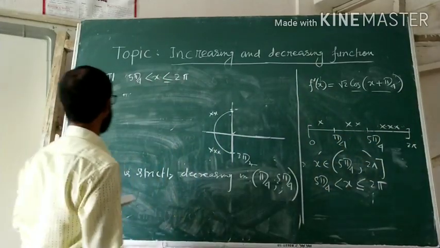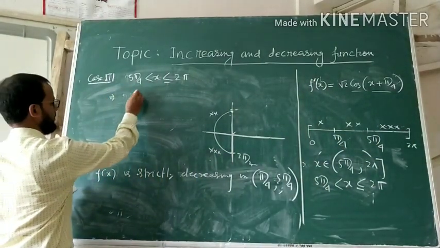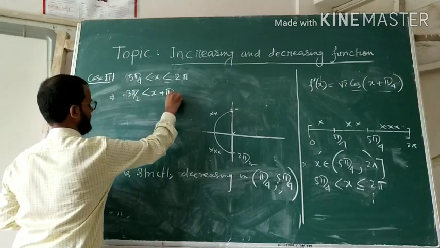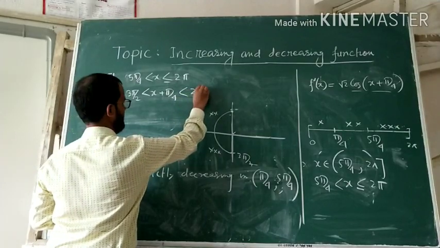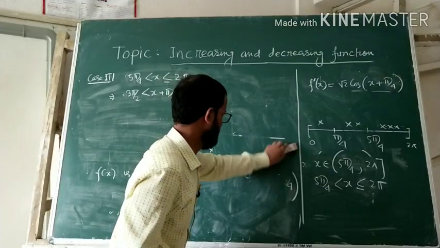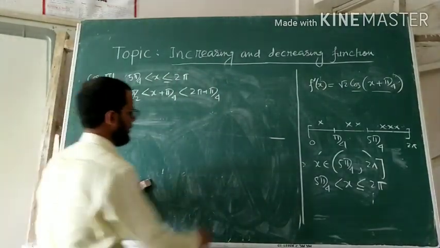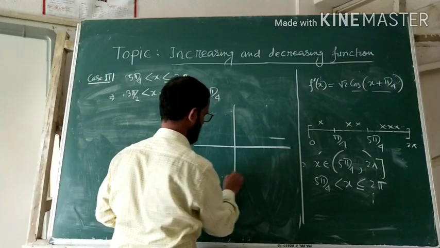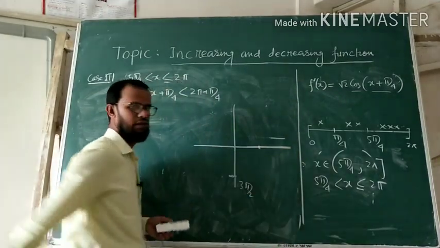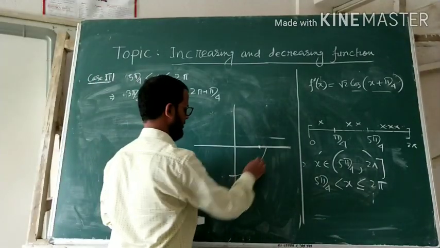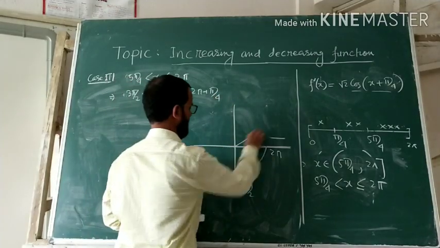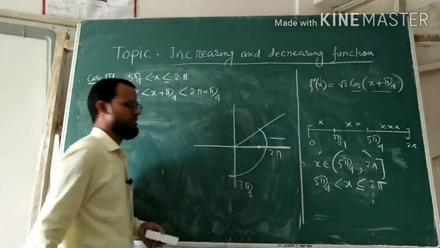To get this angle you have to add pi by 4. So if you add it, 5 pi by 4 plus pi by 4 gives 3 pi by 2, less than x plus pi by 4 less than 2 pi plus pi by 4. So where is the angle? Again use the quadrant rule. This is your quadrant. 3 pi by 2 is here, and up to this level it is 2 pi. The angle goes from 3 pi by 2 to 2 pi, and is extended further by pi by 4 beyond 2 pi.